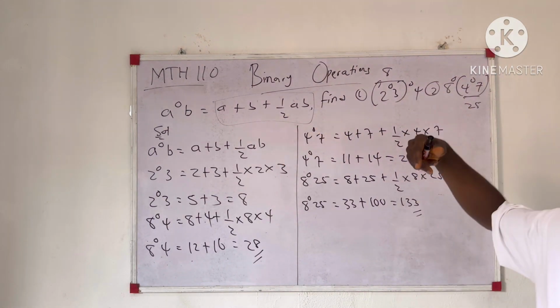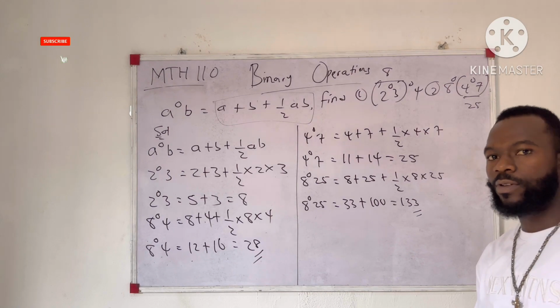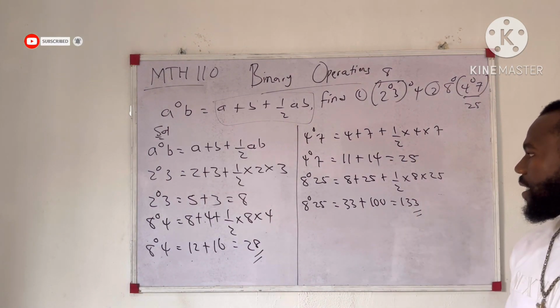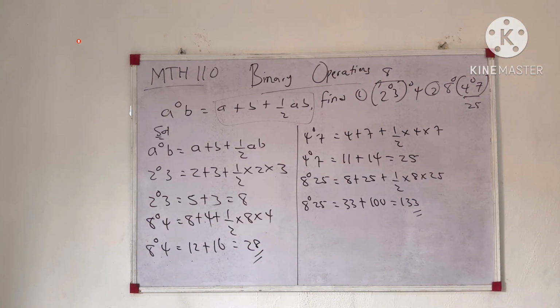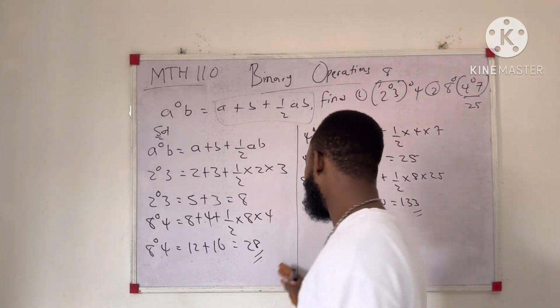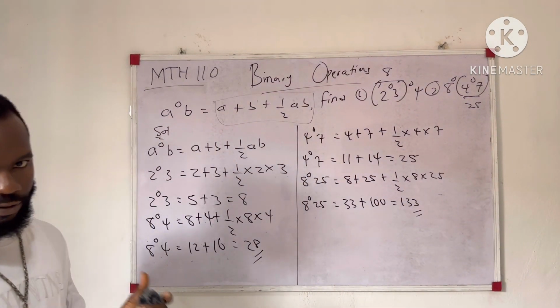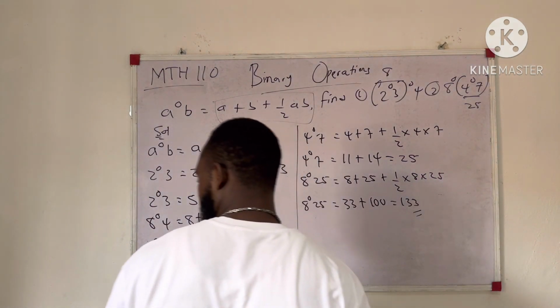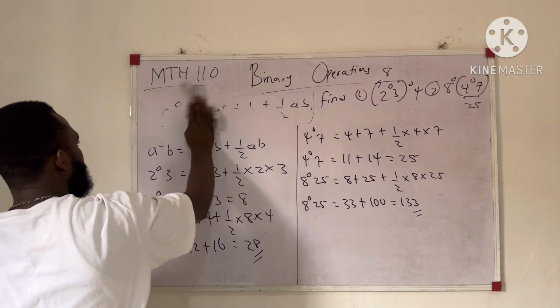Alright, solve what is inside the bracket first. When you are done, then you have another operation outside before you go with the other operation, and then we will arrive at our final answer. Alright, so our question number 1 today, the answers include 28 and 133. So without wasting time, let us take a look at our next question for today.